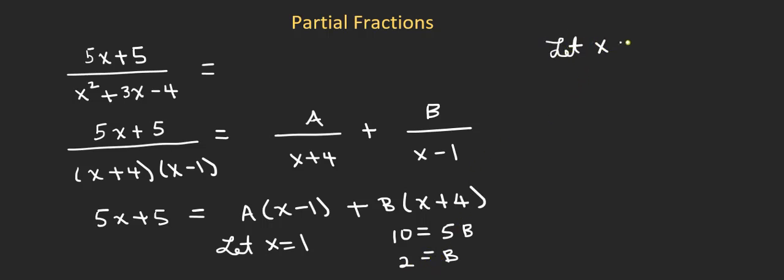Now we're going to let x equal negative 4, because when you let x equal negative 4, this will be 0. So you'll be able to find what a is. When you plug in negative 4 for x, you get negative 15 is negative 5a. So as a result, a equals 3. So we found a and b.